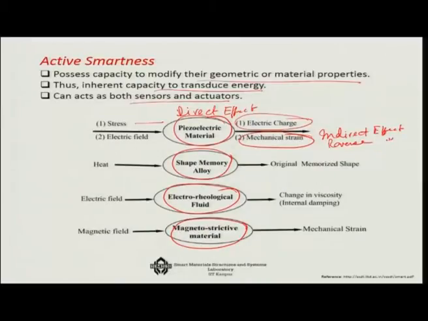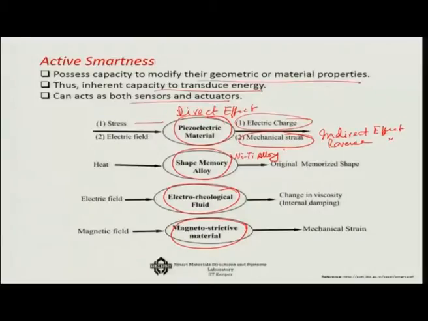Now, that is about the piezoelectric material. Then you have materials like shape memory alloy, one of the very popular materials being nickel titanium alloys, and here if you apply temperature, you are going to see a huge change in terms of the deformation.